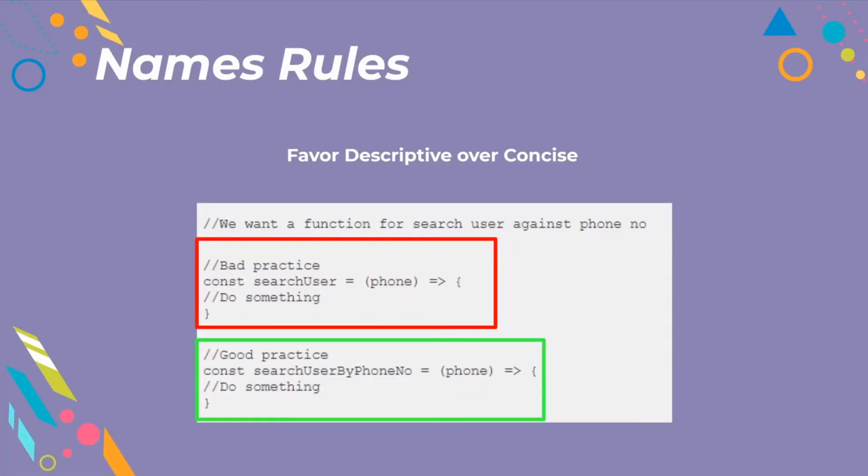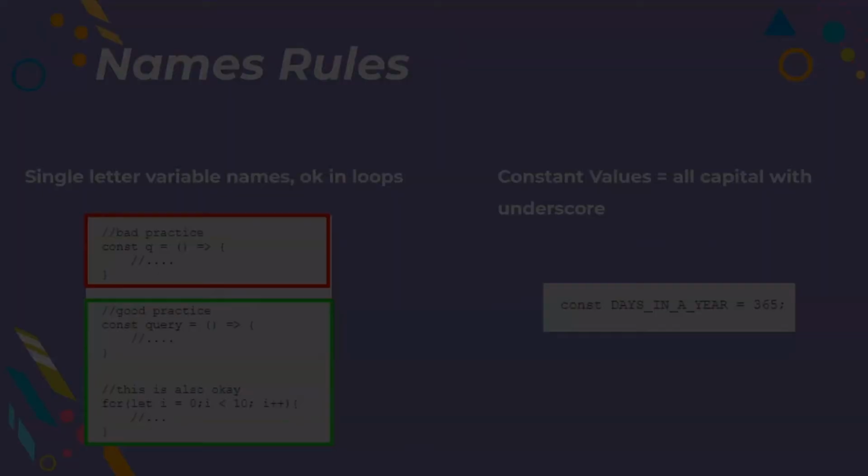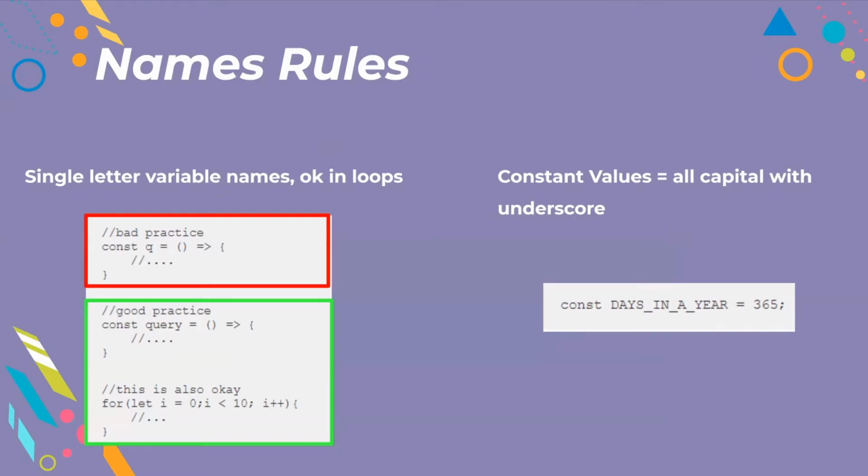Here's favoring descriptive over concise. Just another example. So bad practice, you have a function called search user, and then we don't know what they're searching by. But good practice is search user by phone number. Notice how they didn't abbreviate it to phone no, which is not recognizable by many people. And then it's way easier to see what this actually does just by looking at it without having to sift through code. At the end of the day, we want to save time because time equals money for code.